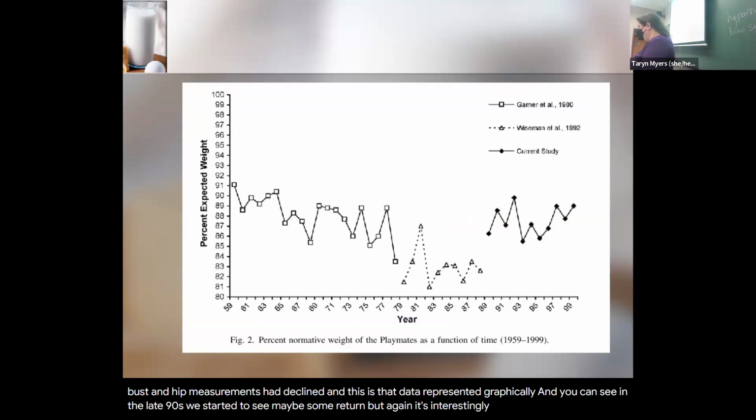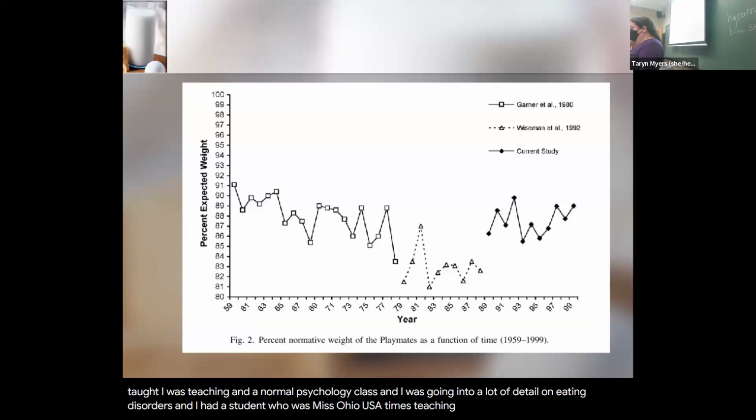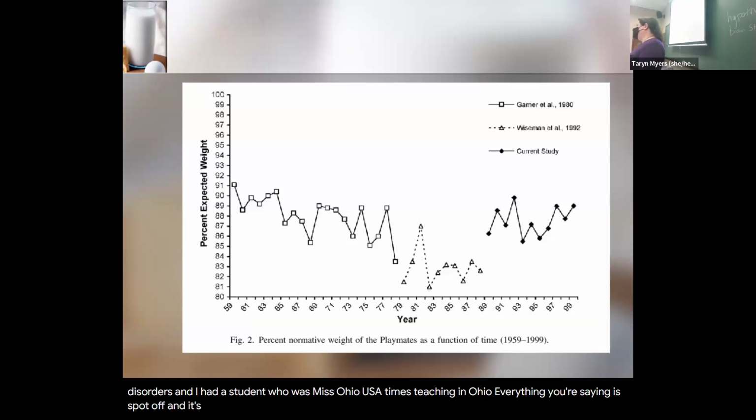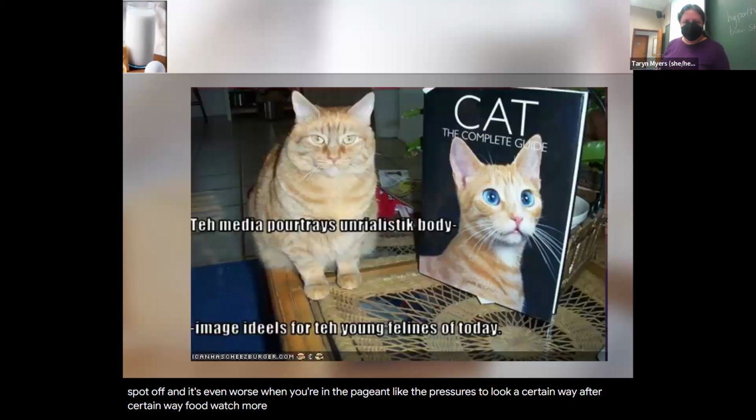Interestingly, one of the first times I ever taught, I was teaching in a normal psychology class, and I was going into a lot of detail on eating disorders. And I had a student who was Miss Ohio USA. I was teaching in Ohio at Kent State. And she came up to me afterwards and she was like, everything you're saying is spot on. And it's even worse when you're in the pageant. Like, whoa. The pressures to look a certain way, act a certain way, food wise, were very big.